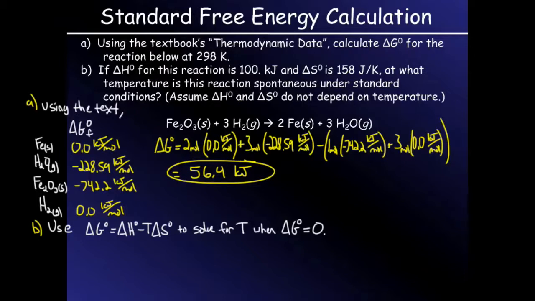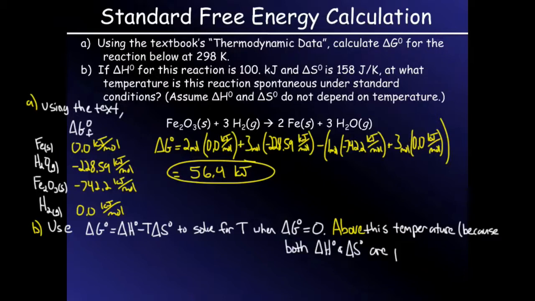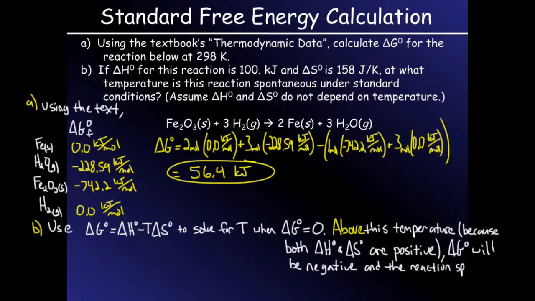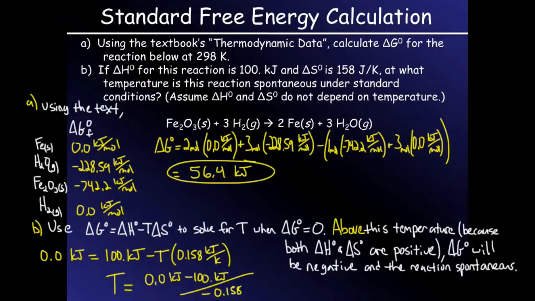So the best thing to do is solve for temperature when delta G standard is 0. At this temperature, it is at equilibrium, and the reaction is essentially occurring at the same rate in both directions. And then after that, we can decide whether we need to increase the temperature to make delta G negative or decrease the temperature to make delta G negative. And when it becomes negative, then the reaction becomes spontaneous in the direction as written.